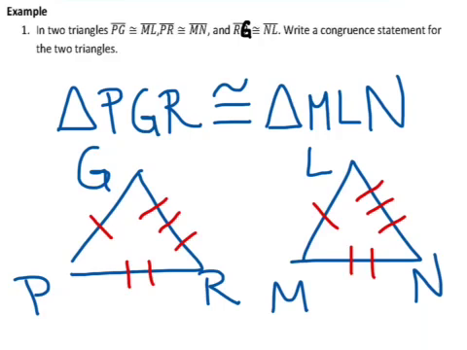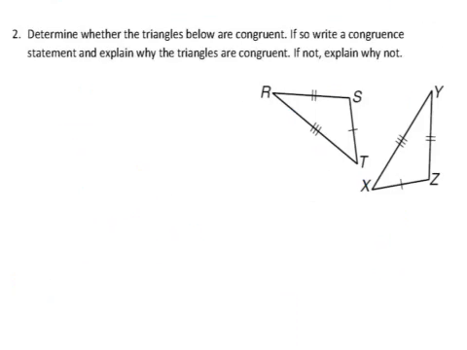Therefore, I can now say that I have the correct corresponding order. P corresponds to M, G corresponds to L, and R corresponds to N. Therefore, we have the correct corresponding order for our congruence statement. Let's explore this next example.